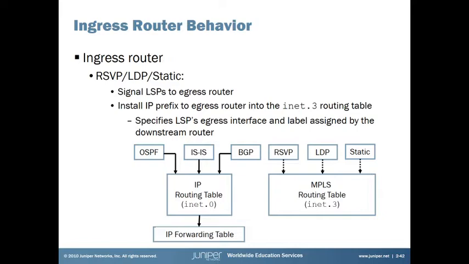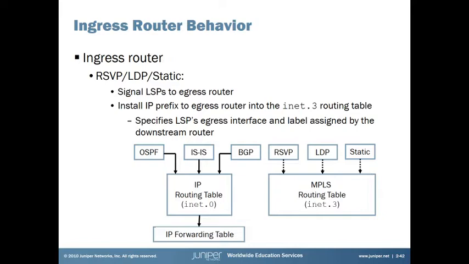Okay, so ingress router, a bit of a recap here. Ingress router behavior is it'll signal the LSP to the egress router and install the IP prefix to the egress router into the inet.3 routing table. Remember that routing table is used by BGP. It specifies the LSP's ingress interface label assigned by the downstream router.